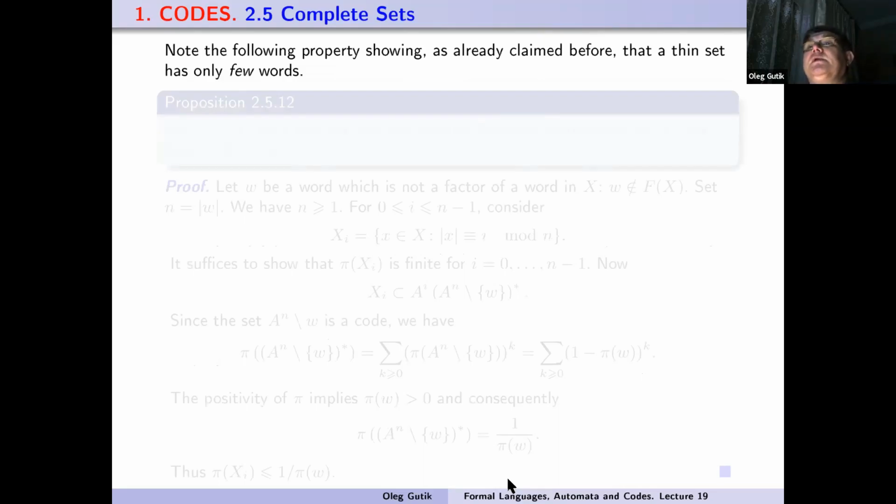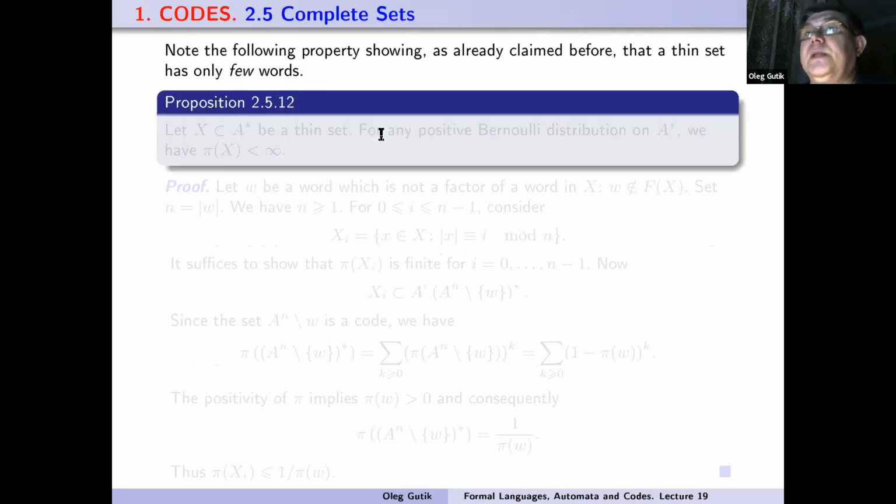We now give the following property, showing what we already claimed before, that a thin set has only few words. Proposition 2.5.12. Let X, a subset of the free monoid A*, be a thin set. For any positive Bernoulli distribution pi on the free monoid A*, we have that pi of X is less than infinity, that is, bounded.